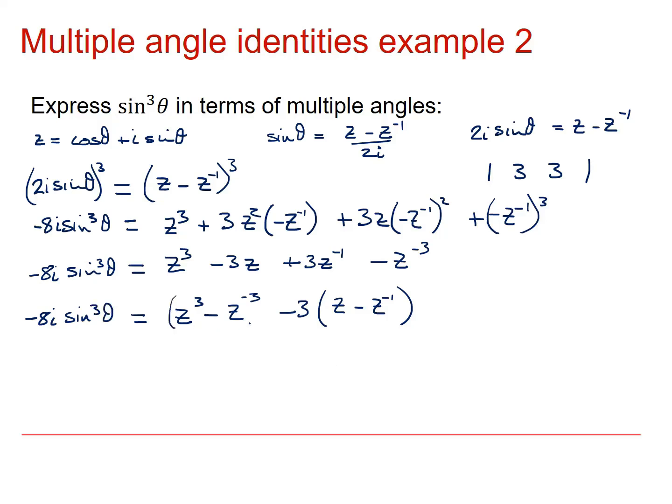Well, if we look at this, I know that z minus z to the minus 1 is 2i sine theta. And I know that z to the 3 minus z to the minus 3 is going to be 2i sine 3 theta. So I've got here 2i sine 3 theta minus 3 lots of 2i sine theta.